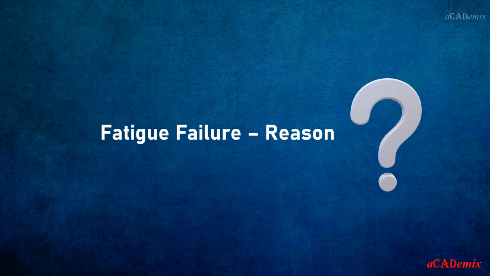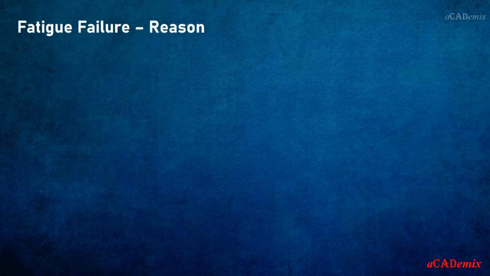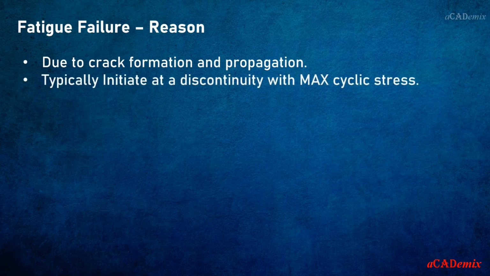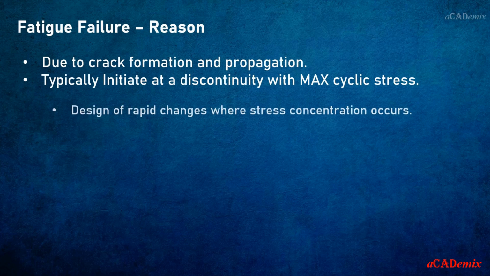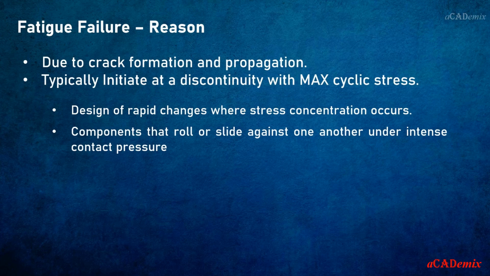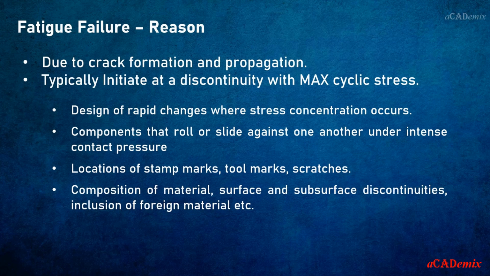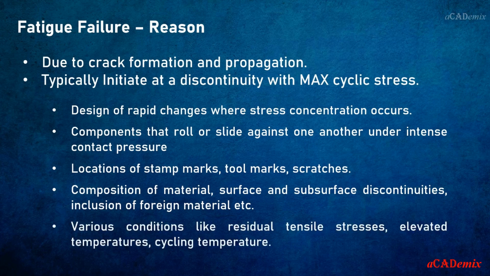What are the reasons for fatigue failure? Fatigue failure is due to crack formation and propagation. A fatigue crack will typically initiate at a discontinuity in the material, where cyclic stress is at maximum. Discontinuities can arise because of design changes where rapid stress concentration occurs, components that roll or slide against one another under intense contact pressure, locations of stamp marks, tool marks, scratches, composition of material, surface and subsurface discontinuities, inclusion of foreign materials, etc. Various conditions like residual tensile stresses, elevated temperatures, and cycling temperature also contribute.